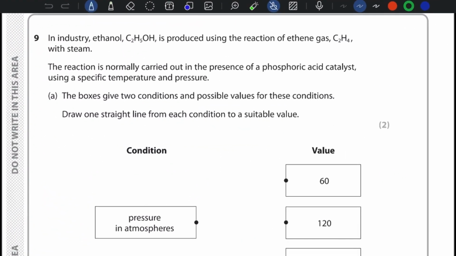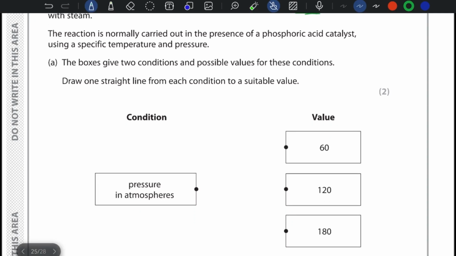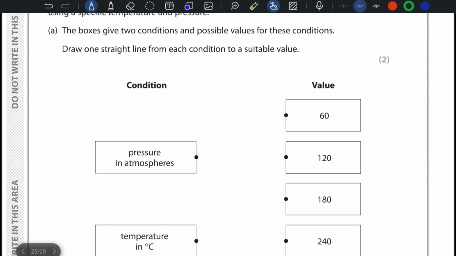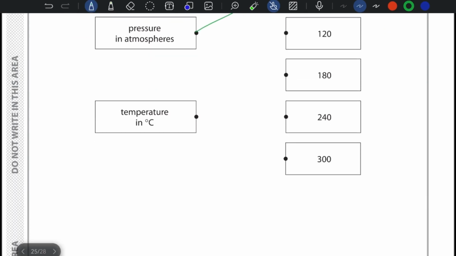Question 9. In industry, ethanol C2H5OH is produced using the reaction of ethene gas C2H4 with steam. The reaction is normally carried out in the presence of a phosphoric acid catalyst using a specific temperature and pressure. The boxes give two conditions and possible values. For these conditions, draw one straight line from each condition to a suitable value. Pressure 60 and temperature in Celsius will be 300.